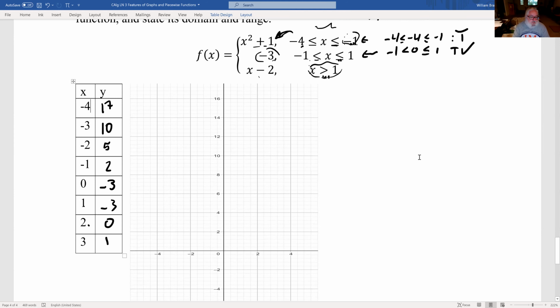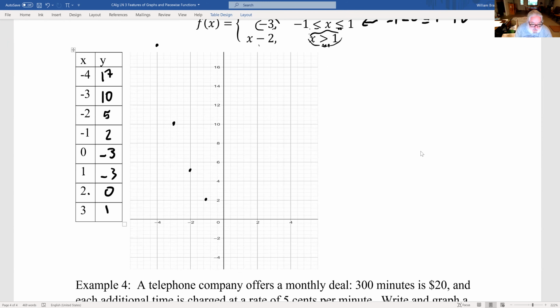Now we can sort of plot points. 17 is sort of up off the top of the chart. Minus 3, 10. Minus 2, 5. Minus 1, 2. 0, minus 3. Let's see, scroll down a little bit. Minus 3 will be down here. 1, minus 3 will be here. 2 is 0 and 3 is 1.